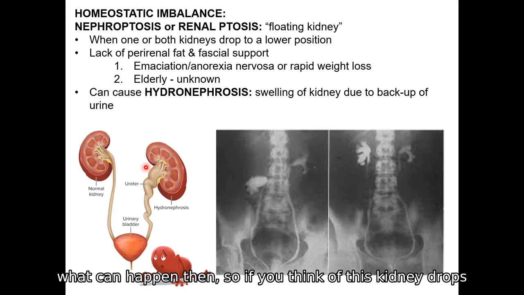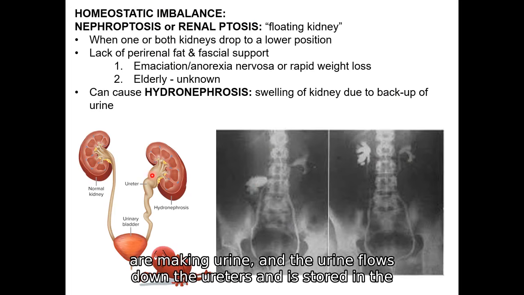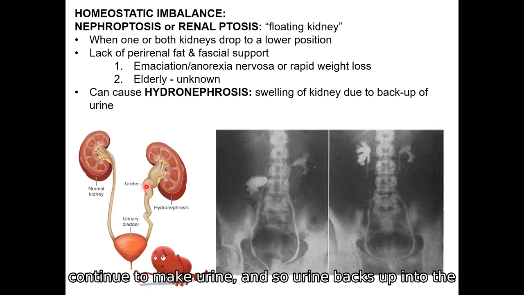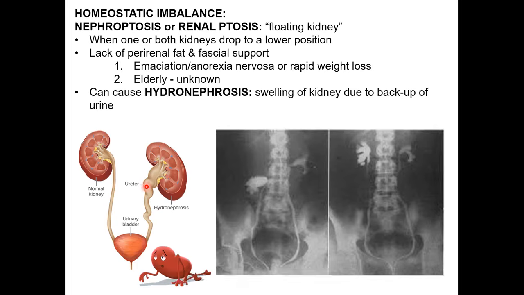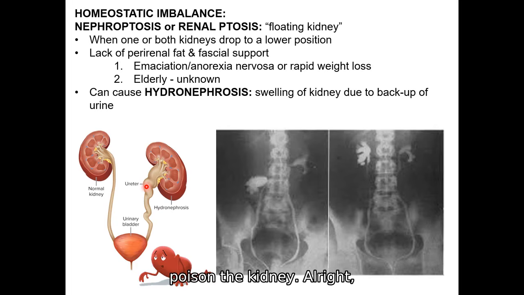And what can happen then, if this kidney drops down, the kidneys are making urine, and the urine flows down the ureters and is stored in the bladder. So if this kidney falls, there's a kink in the ureter, and the kidneys continue to make urine, so urine backs up into the kidney. So hydronephrosis, the kidney starts to swell, and that's going to basically poison the kidney.